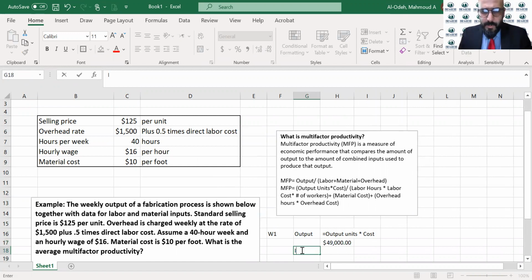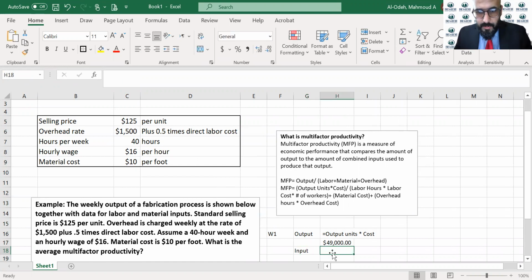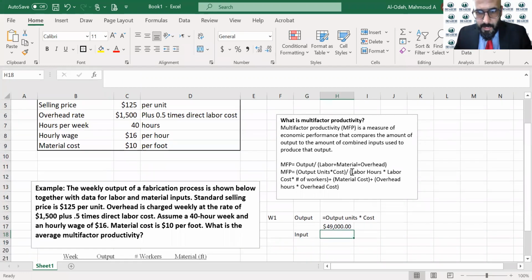Now we're going to calculate the input. The input would be this side right here: the labor hours times the labor cost times the number of workers. Okay, let's start with this one. So first would be the labor, material, and we have the overhead.